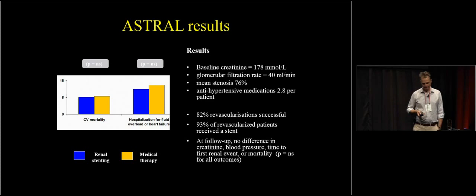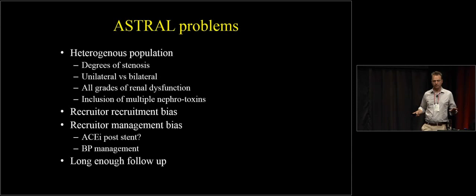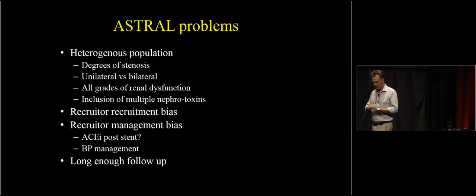So their conclusions was that renal artery revascularization is not superior to medical therapy alone. There was lots of problems with the Astral trial. They weren't very robust in the type of stenoses that they recruited. So these days we would suggest that more than 70% stenosis is significant, but they recruited people up to 40 or 50% stenosis and angioplasted them.